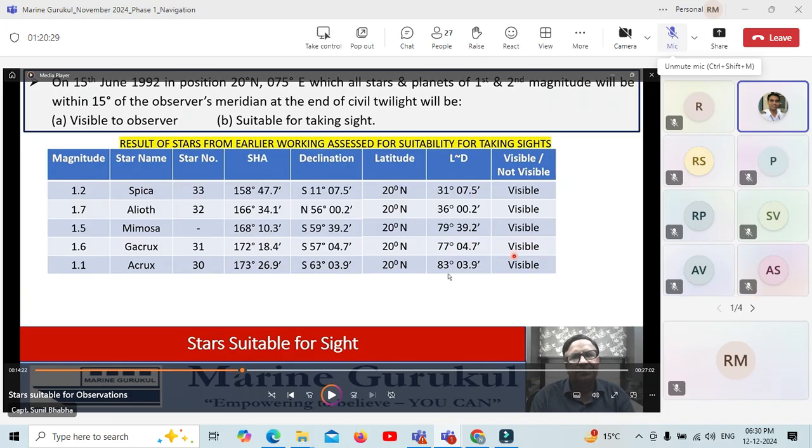Okay, sir. Okay, beta. Great. So part A is done. All the stars are visible. Let us now see how to check which stars are suitable for sight. For that, we have a different criteria. Let's see.